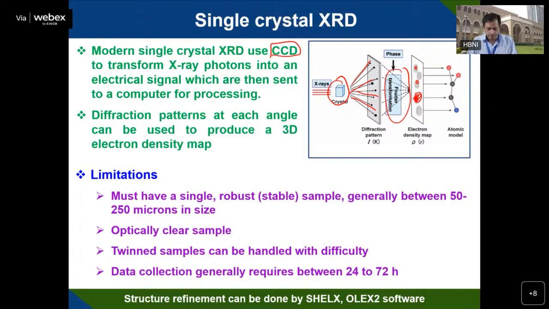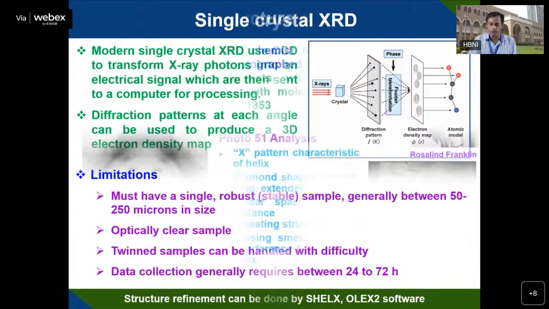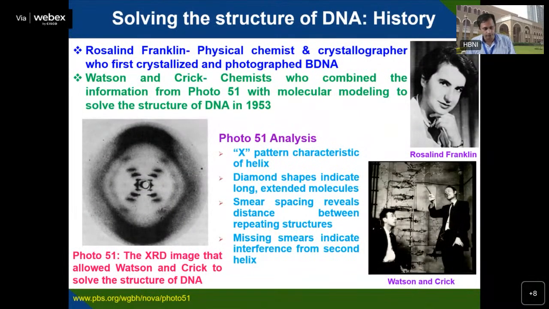You can use different software like CellX or OLEX softwares that are available. Using those software, refinement can be done, and you can get an appropriate crystal structure. This single crystal X-ray was first used for the analysis of DNA structure. Two famous scientists, Watson and Crick, developed that DNA structure. They solved this problem by using X-ray diffraction.